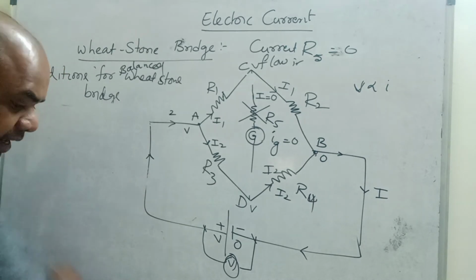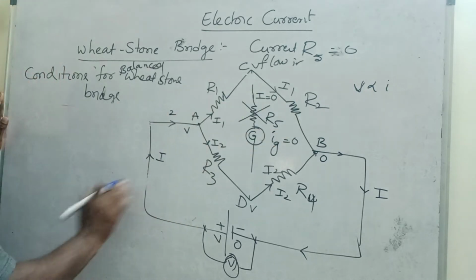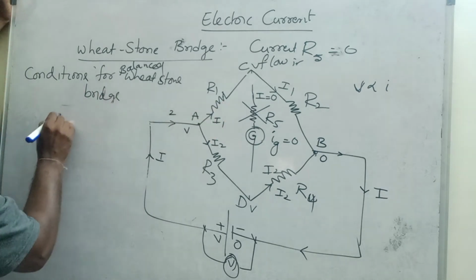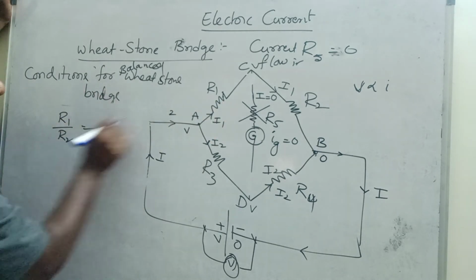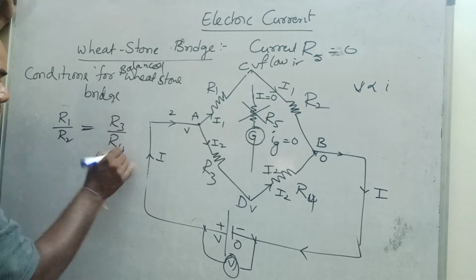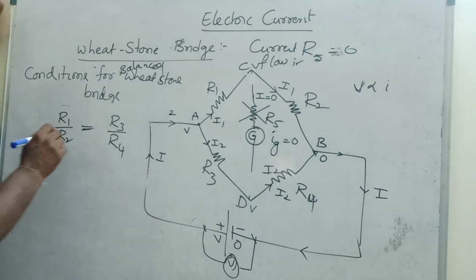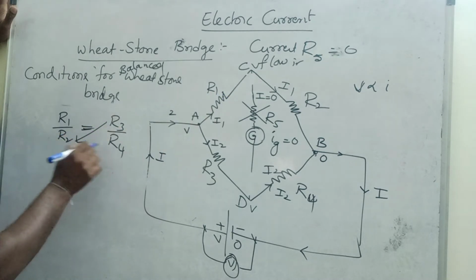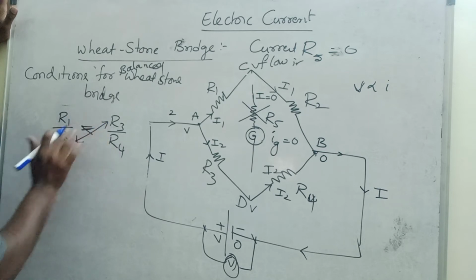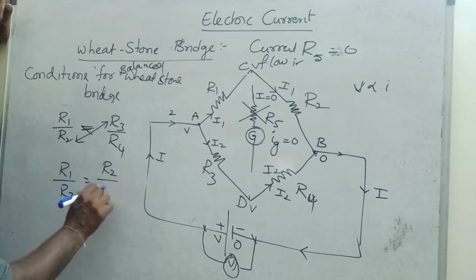If the same current is flowing through R1 and R2, you can say R1 and R2 are in series, and R3 and R4 are in series. Before that, we say R1 by R2 is equal to R3 by R4. Understand, children? This by this is equal to this by this. Or if you cross multiply, R3 comes to this side and R2 goes to this side, so you can also write R1 by R3 is equal to R2 by R4.